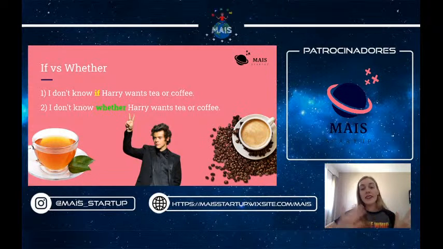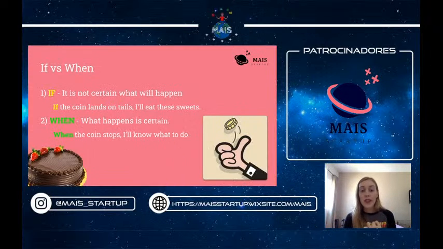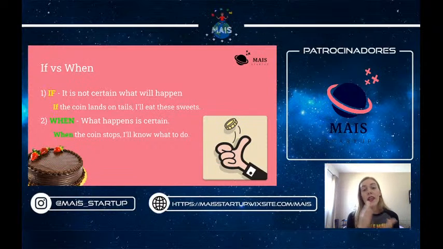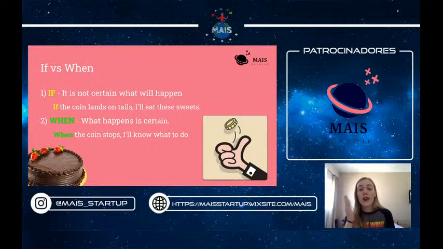So there are no other possibilities, and that's why we use whether. Another thing I wanted to highlight is the difference between if and when, because many people kind of get confused when we're talking about them. So if you're using if as a condition, it's not certain that it's gonna happen. So for example, if the coin lands on tails, I'll eat these sweets. Maybe it could land on heads, because a coin has two faces, heads and tails. So you have a 50% chance of the coin landing on tails, which means you have a 50% chance to eat the sweets.